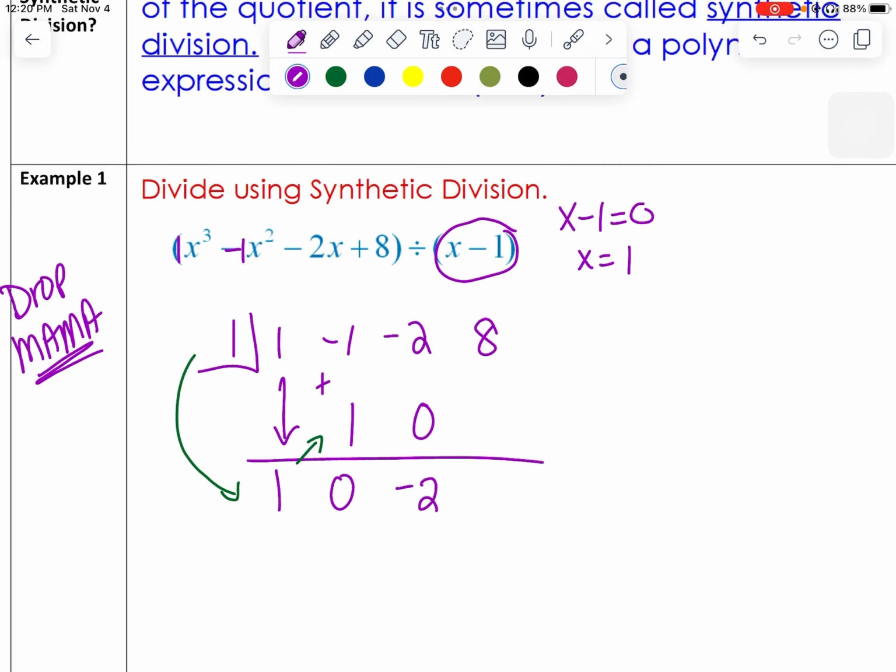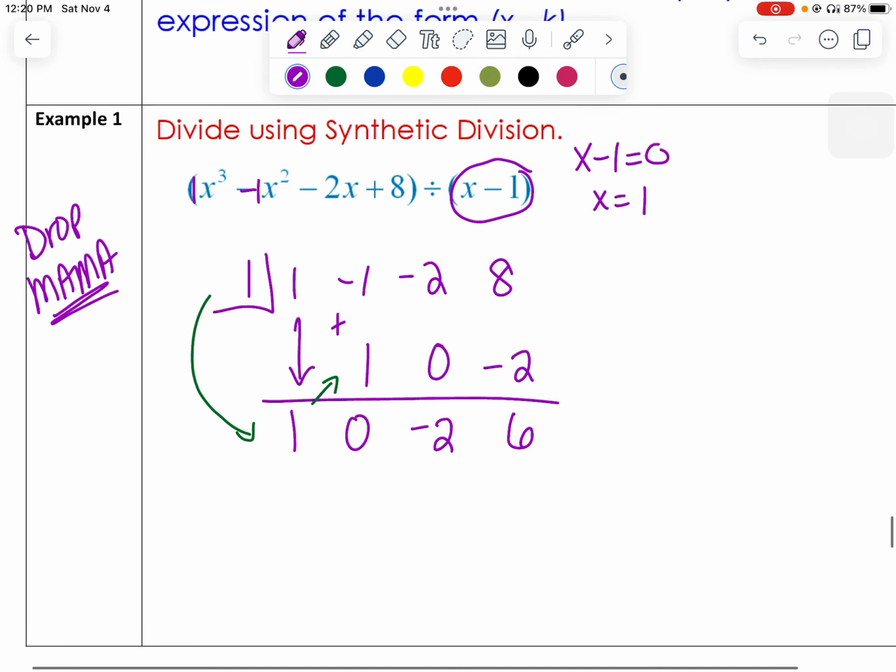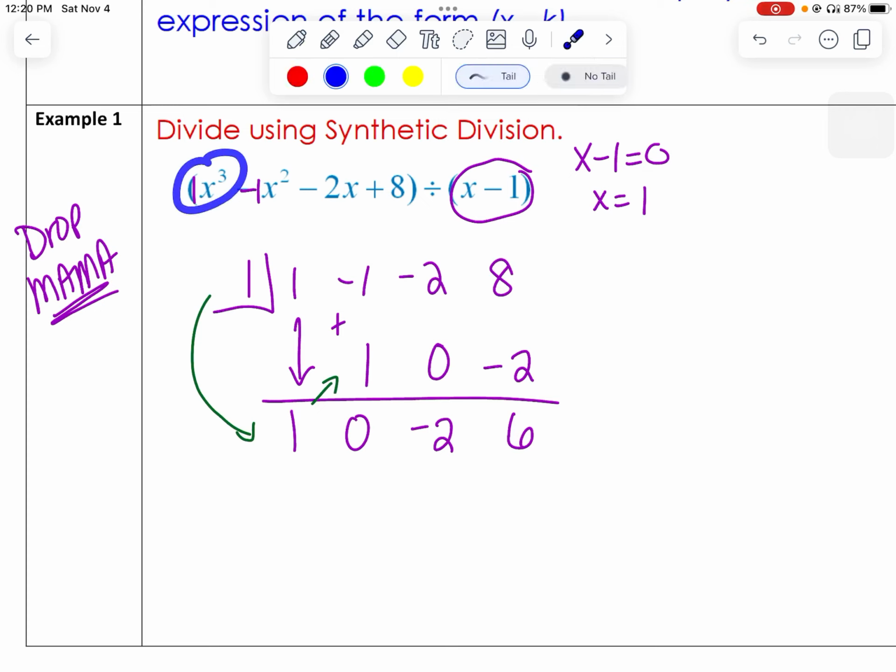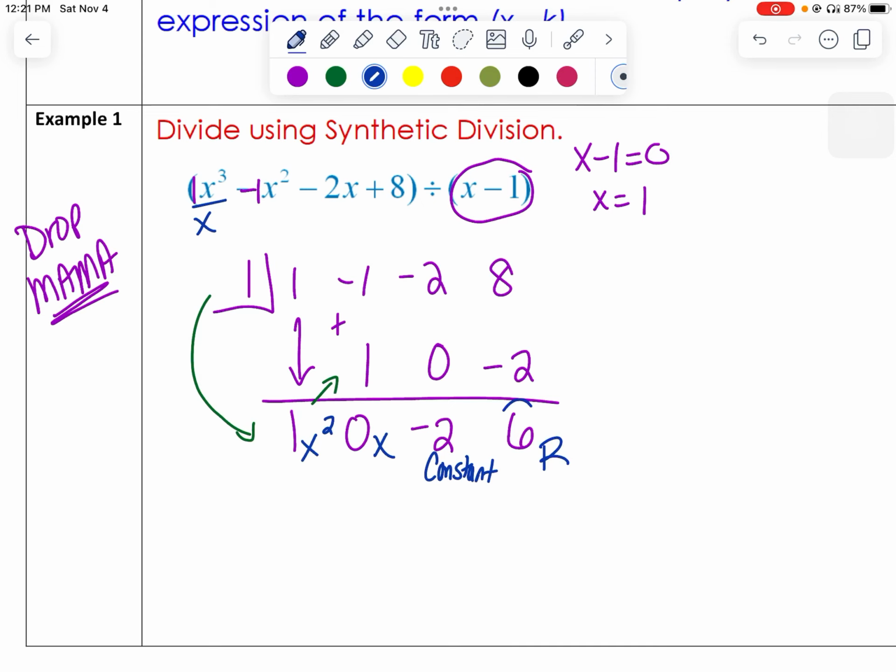Then we multiply again. So drop it down, then drop mama: multiply, add, multiply, add. 1 times -2 is -2. 8 minus 2 is 6. Since this started as a cubic and we divided it by an x, x cubed divided by x would be an x squared as an answer, which then we just count down. This would be an x, this would be your constant, and then this would be your remainder.